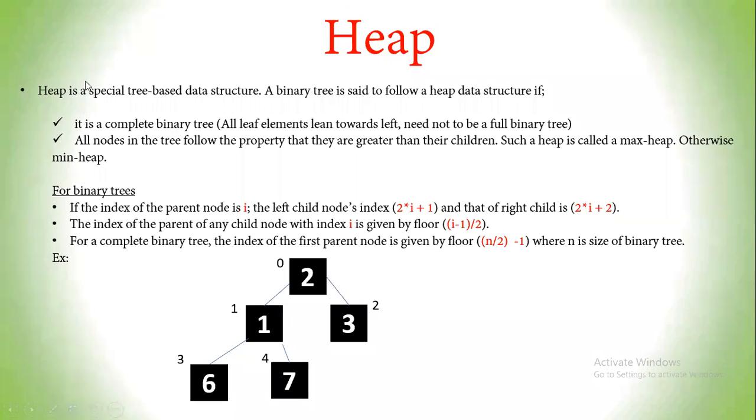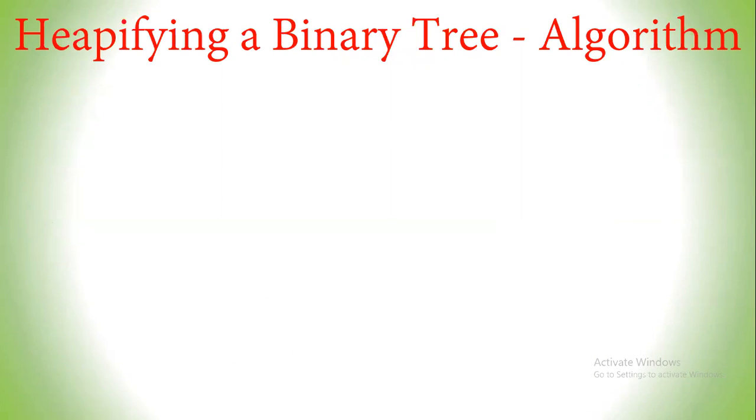In order to be a heap, it should be a complete binary tree, and it should be either a max heap or a min heap. In a max heap, the parent is greater than its children. So we need to have a function to convert a given binary tree into a heap. That is known as heapify. Heapify means converting a binary tree into a heap. So that should be the first function or algorithm that you should understand in heap sort.